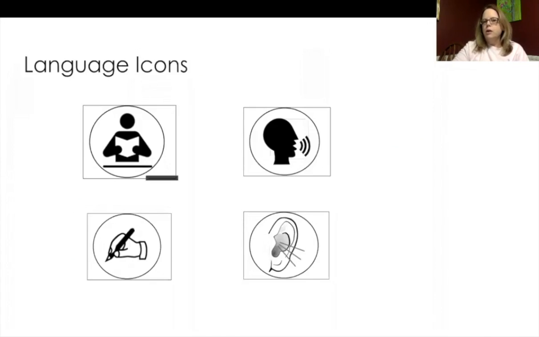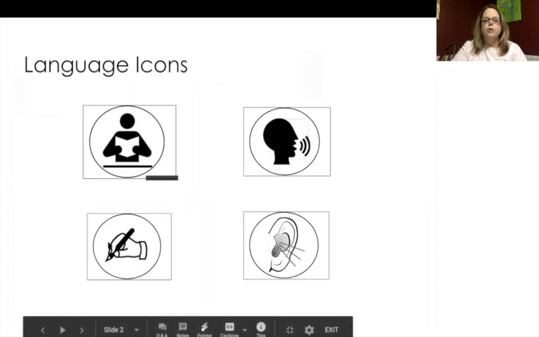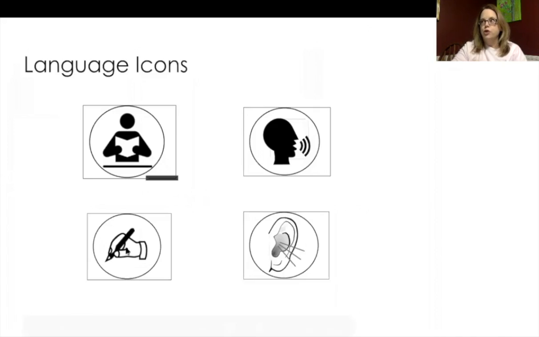I used icons, and I use these frequently in my classroom. But they're very simple icons to help remind you what you're doing. So the first one is a reading one. So when you see that, you're going to read. Maybe I'm going to have you do some talking sometimes. And also on here, we have the pencil, which means you are writing. And then maybe you need to listen, okay?